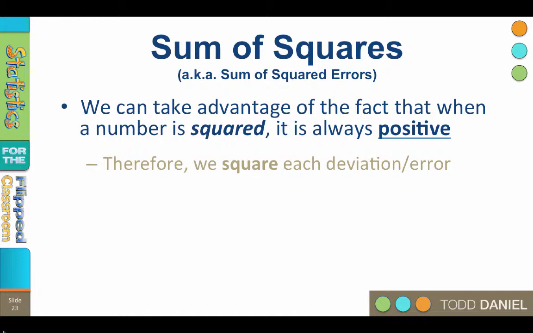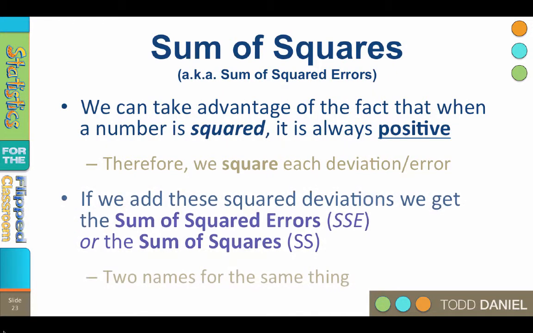We can take advantage of the fact that when a number is squared, it is always positive. We will square the deviation scores. Remember, they're also called errors. And then we will add up the squared deviations or errors to get the sum of squared errors, or the sum of squares, 2 names for the same thing.